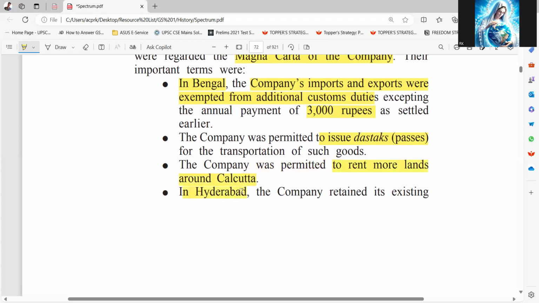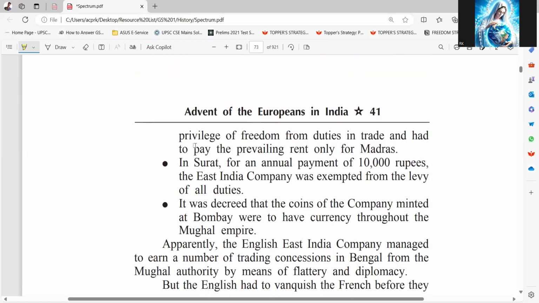In Hyderabad, the company retained its existing privilege of freedom from duties in trade and had to pay the prevailing rent only for Madras. In Surat, for an annual payment of 10,000 rupees, the East India Company was exempted from the levy of all duties. It was decreed that the coins of the company minted at Bombay were to have currency throughout the Mughal Empire.